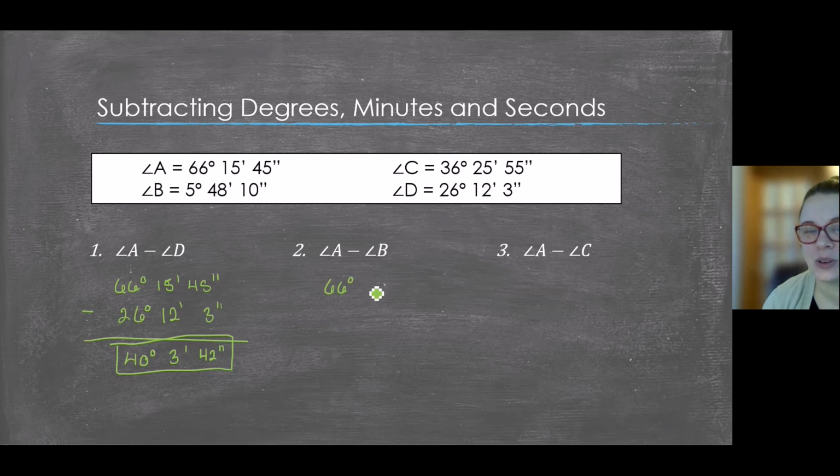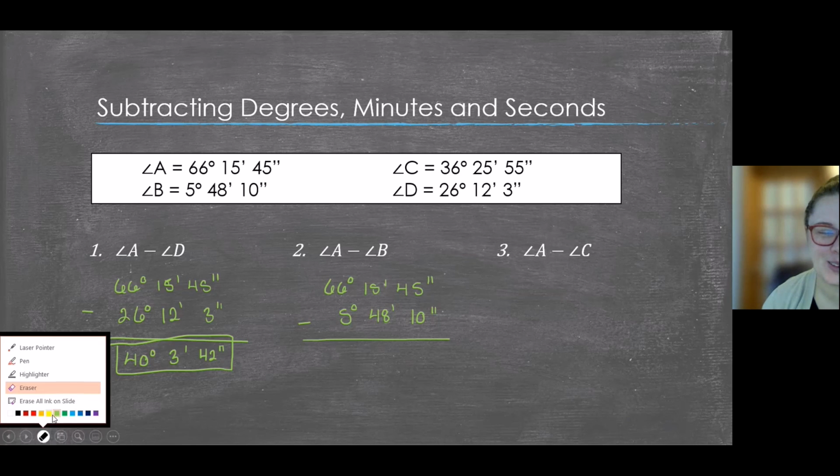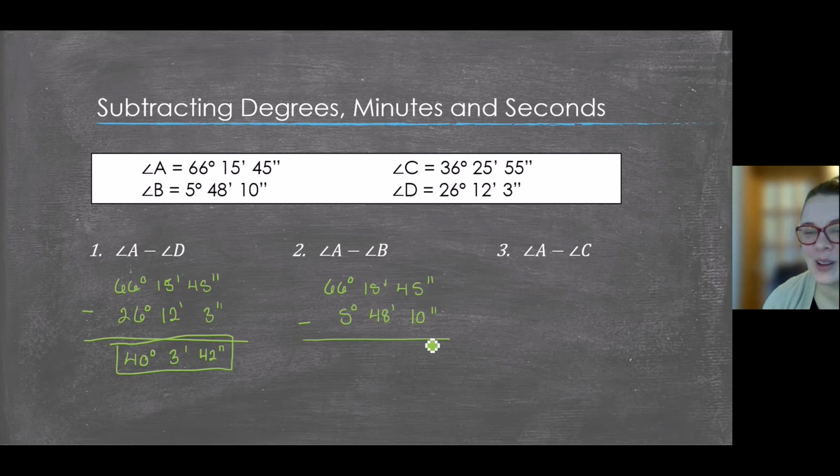So again, we're going to start with our 66 degrees, 15 minutes, 45 seconds. And now we're going to subtract angle B, which is 5 degrees, 48 minutes, and 10 seconds. So 45 take away 10 gives me 35 seconds. All right, now where we run into trouble is I have 15 take away 48. I can't do that, so we need to borrow.